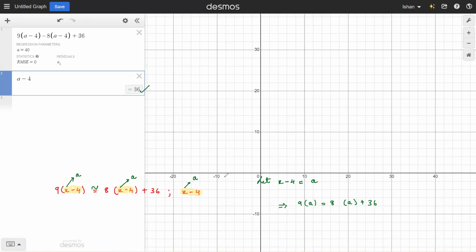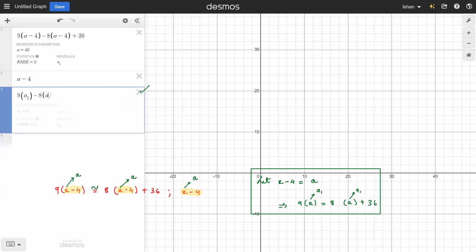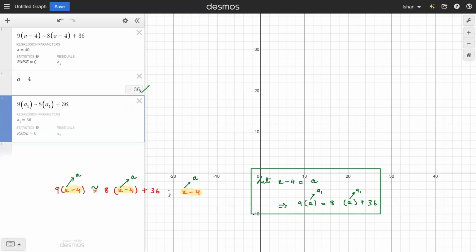Or I can use my second method, which is quite quick. I'm just changing the variable a to something different, for example a1, in both places. So let's see. 9 a1, sign of regression, 8 a1 plus 36. My answer will be very direct. It is 36.